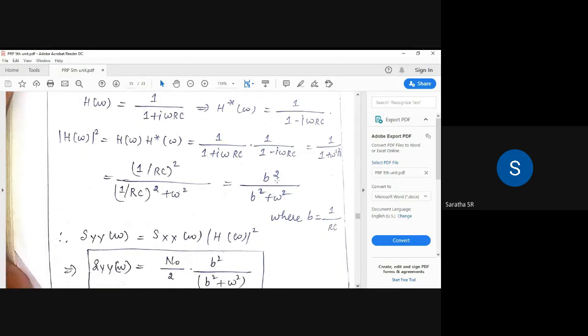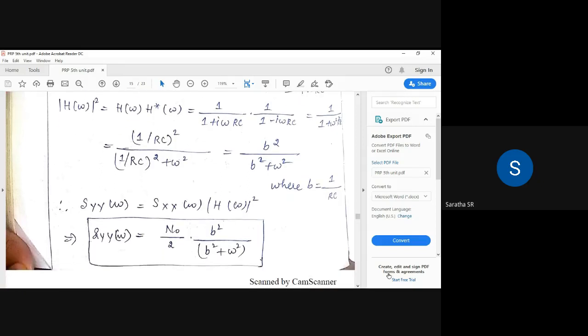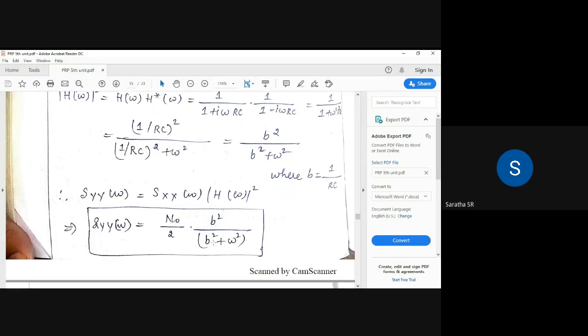Okay. So we got the value S_yy of omega equal to S_xx of omega times modulus h of omega the whole square. Replace the value here. Then we have to apply the inverse Fourier transform for this. Then only we can get R_yy of tau.